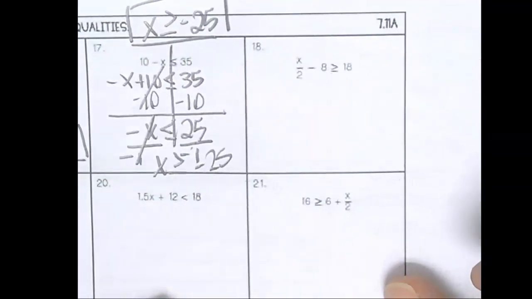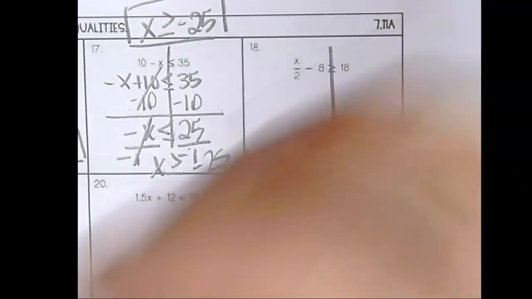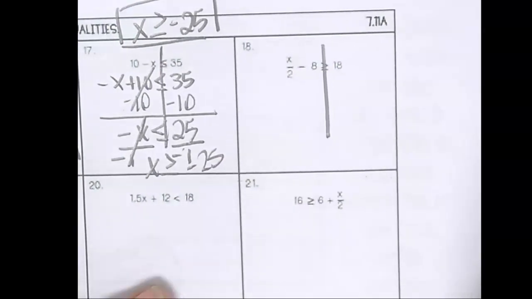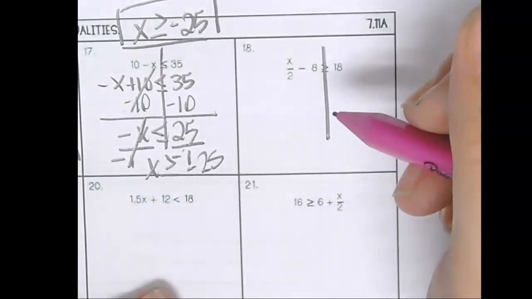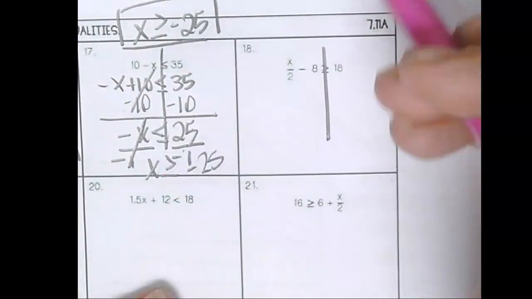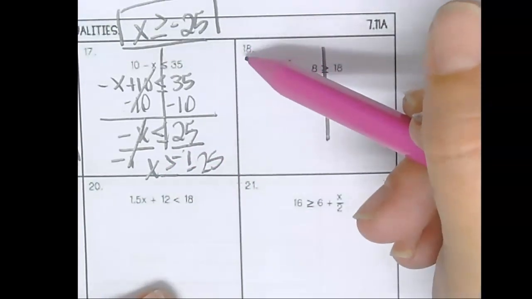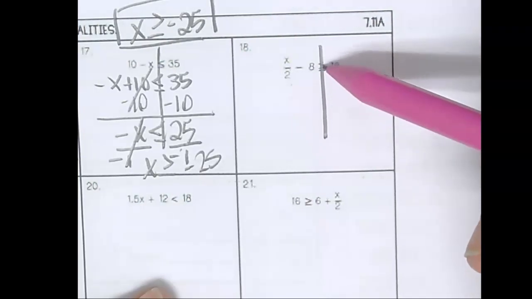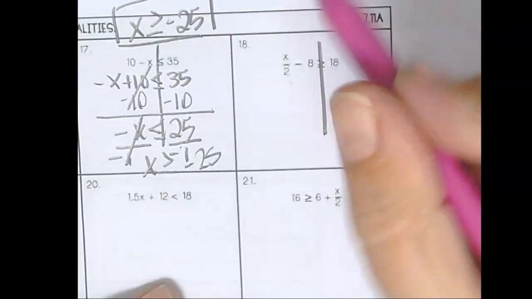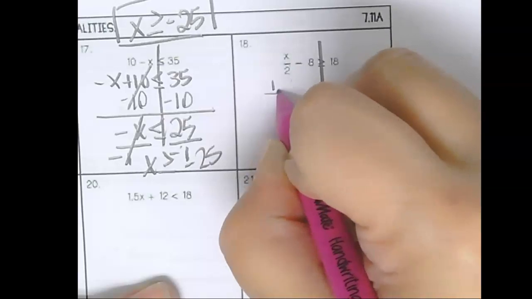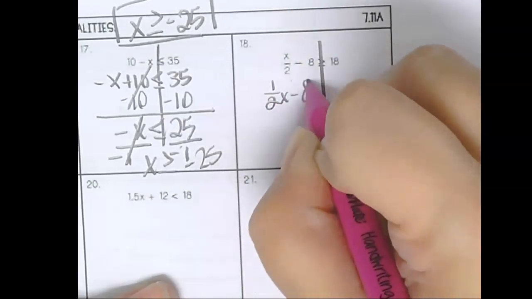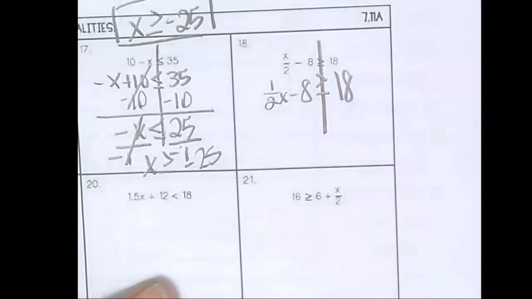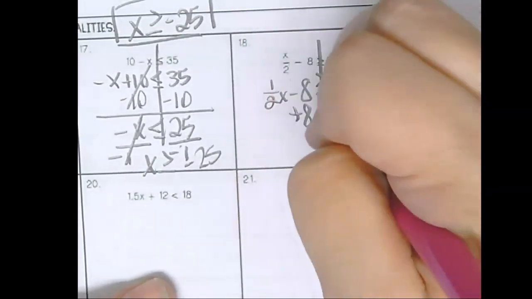All right, for 18, we have x over 2, or 1.5 of x, either way, however you would like to write that, minus x, can't talk. Start over. For number 18, we have x over 2 minus 8 is greater than or equal to 18, or you could rewrite this as half of x minus 8 is greater than or equal to 18, however you would like to think about that problem.